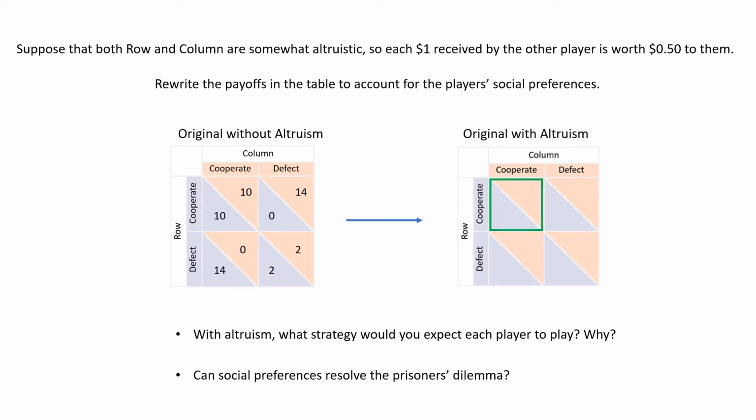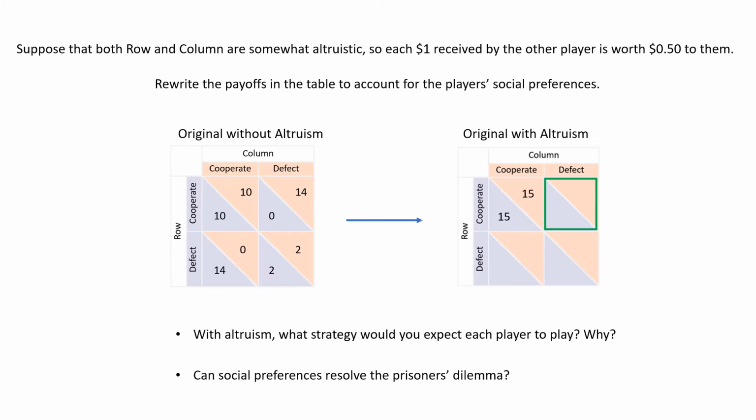So in this case, the payoffs are 10 for row and 10 for column. If the column player receives a payoff of 10 when he plays cooperate, he gives half of that to the row player. So the row player's payoff of 10 becomes 15. Conversely, the row player receives a payoff of 10, so he gives half of that to the column player. So we rewrite that payoff as 15.